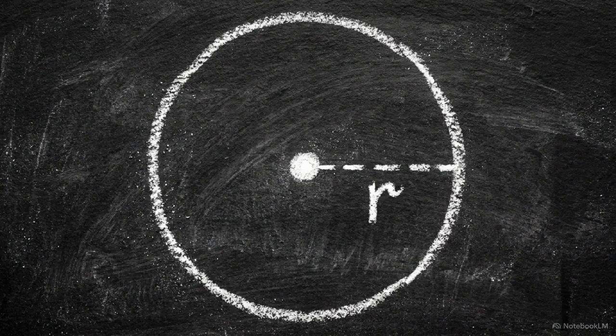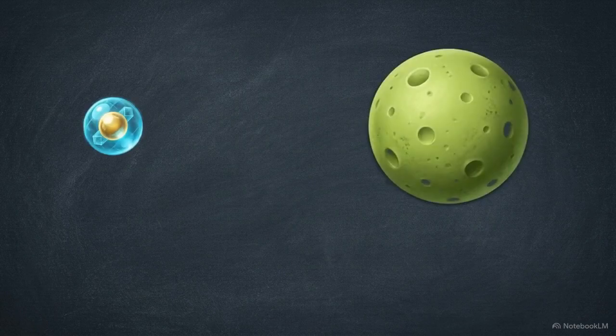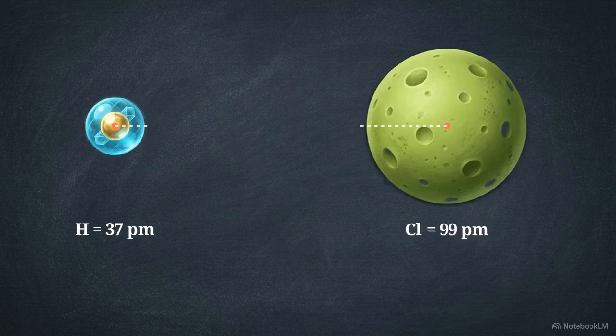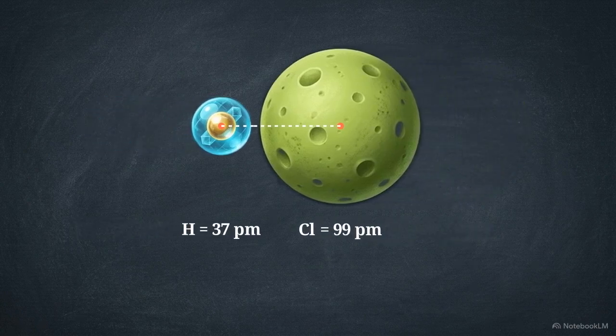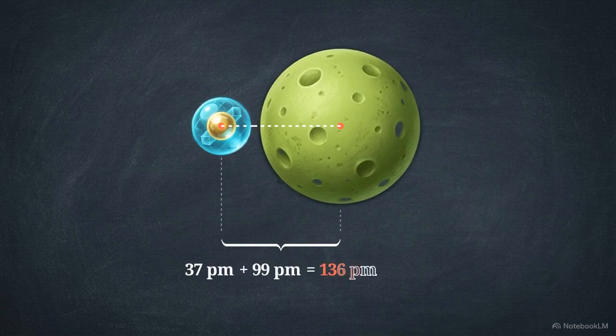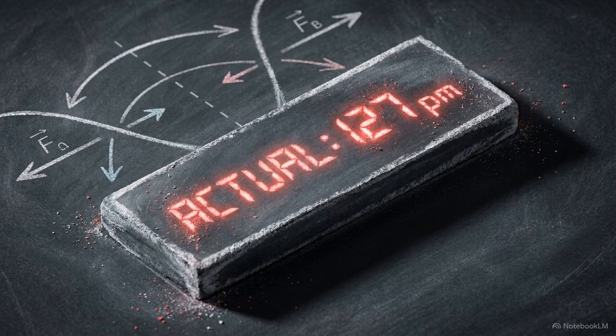We can estimate these lengths using the known atomic radii of the elements involved. Take the predicted bond length for hydrogen chloride. Hydrogen has an atomic radius of 37 picometers, while chlorine has a radius of 99 picometers. Adding these two radii gives us a projected internuclear distance. This calculation yields a predicted bond length of 136 picometers. The experimentally measured bond length for hydrogen chloride is 127 picometers.